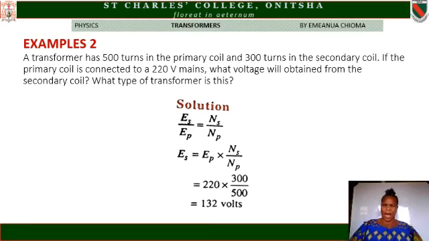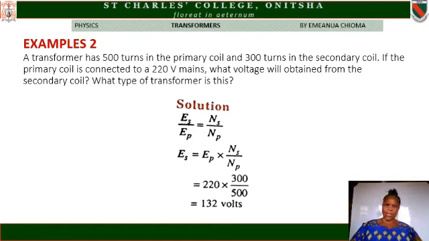And NP is given as 500 turns. So we now have ES is equal to EP times NS over NP, which is 220 times 300 over 500, which is equal to 132 volts.